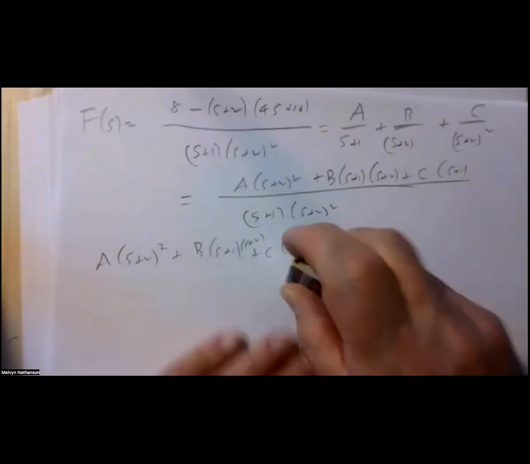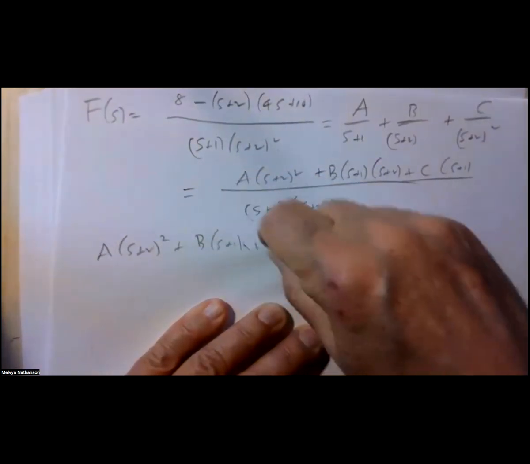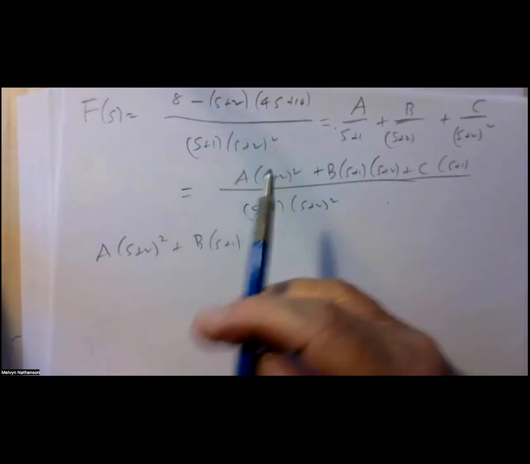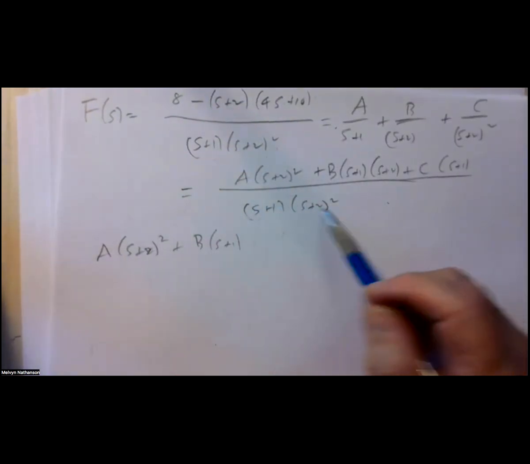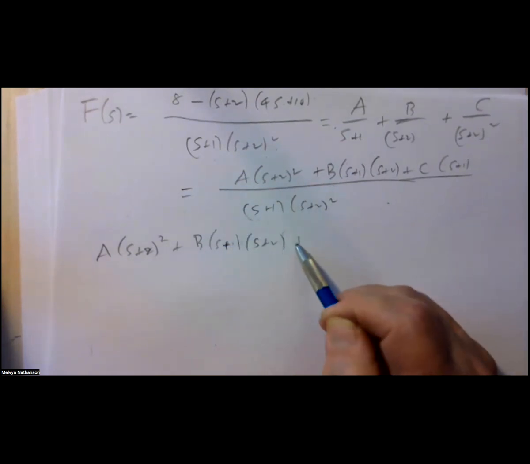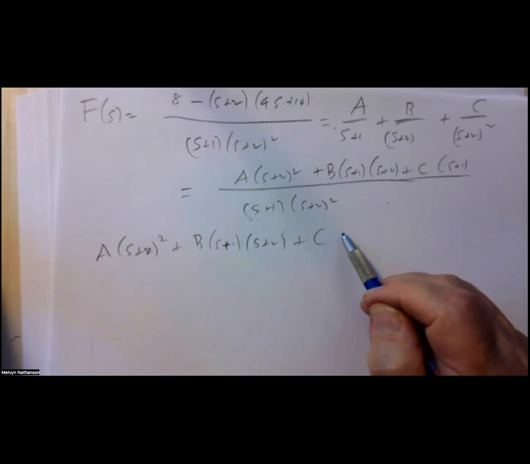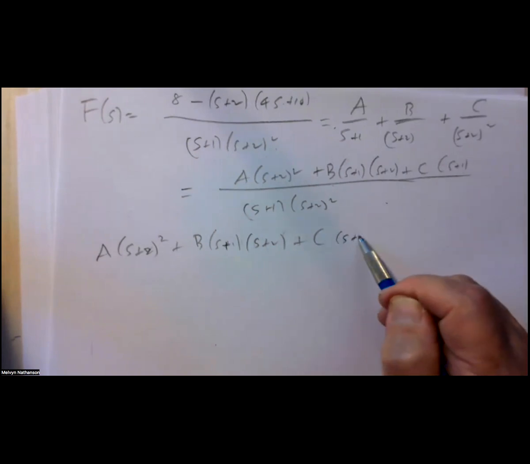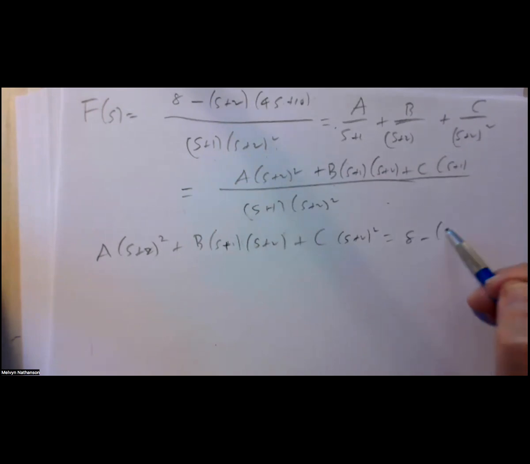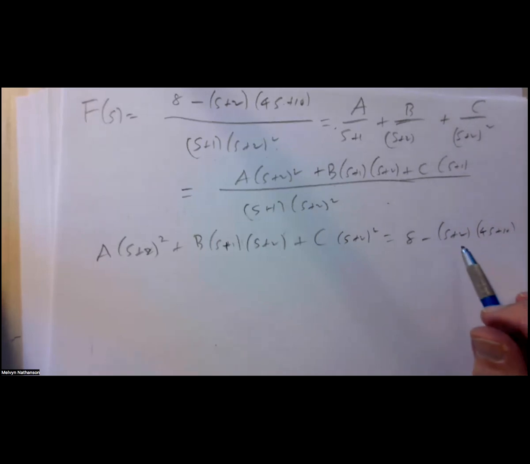Let me just write this a little bit more neatly. So I have a times (s+2)² plus b times (s+1)(s+2) plus c times (s+1) equals 8 minus (s+2)(4s+10). And we want to solve for a, b, and c.